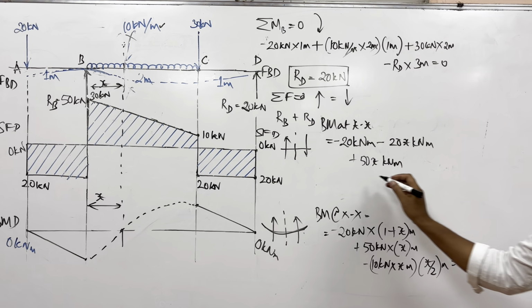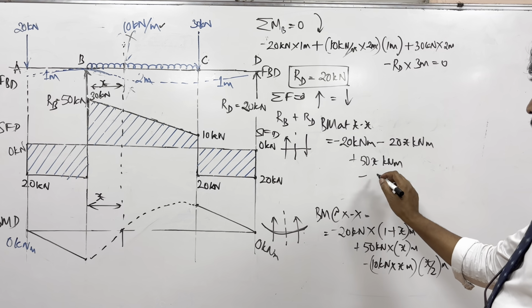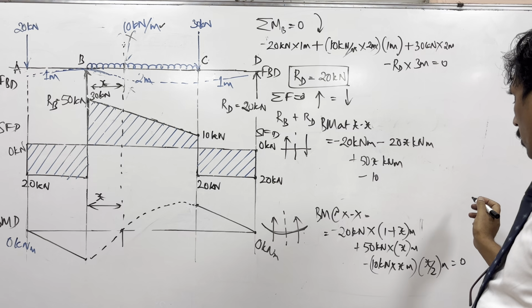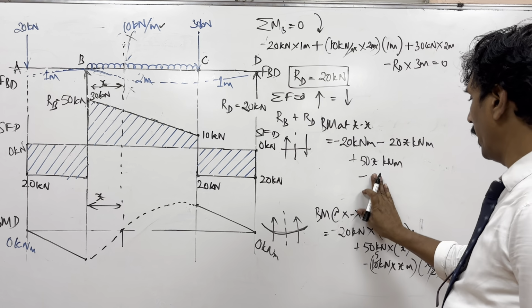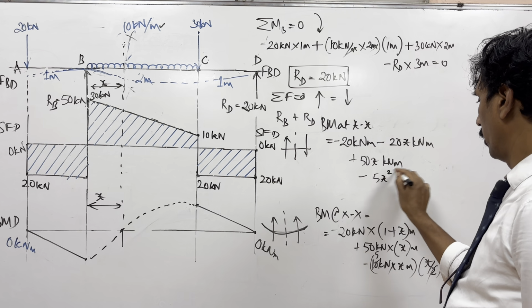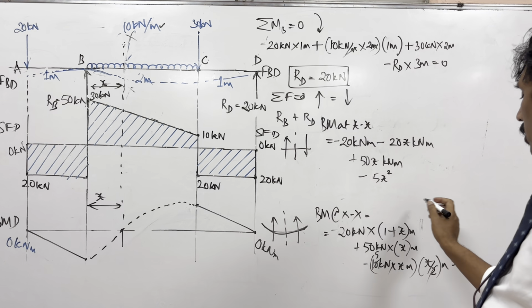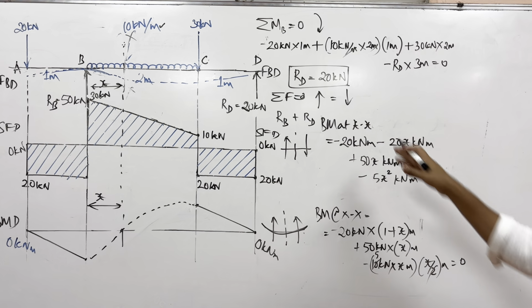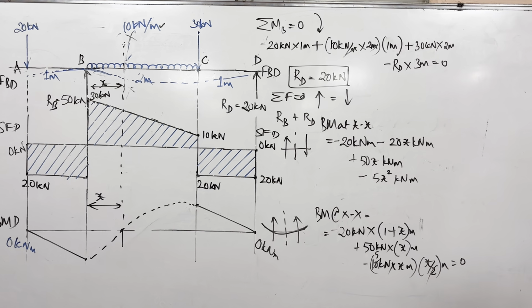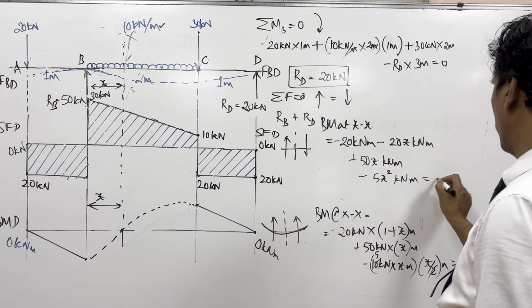Okay, and then this is minus. So now what is this value? x into x square by 2. If this 2 and this 10 cancel out, it becomes 5. So it is 5x square kilonewton meter. Anyway, everything is in terms of kilonewton meter. This should be equal to 0.